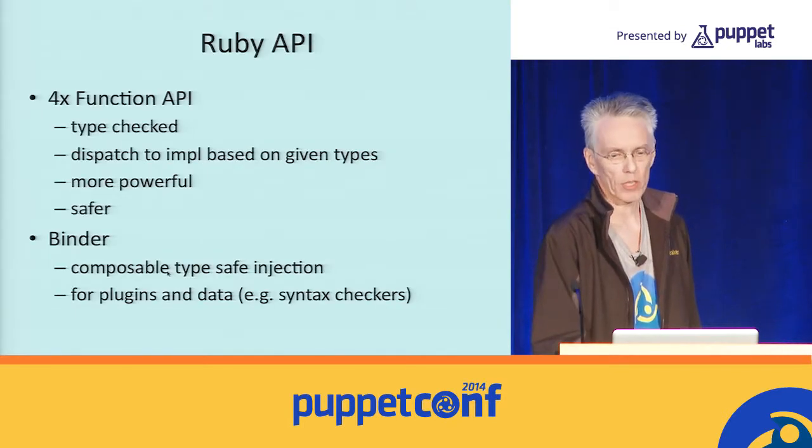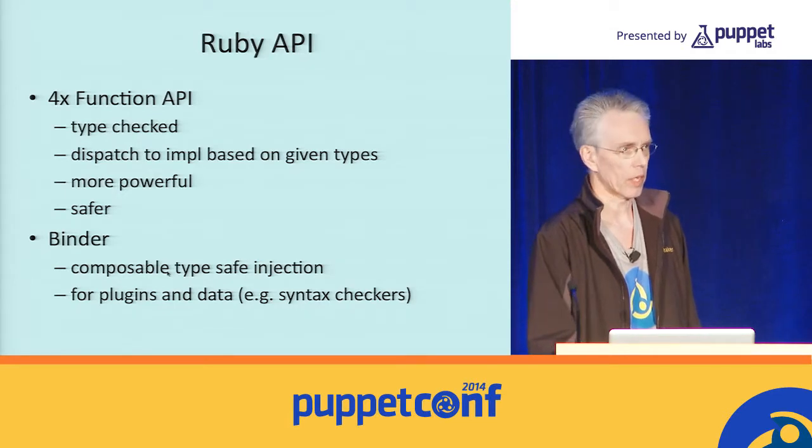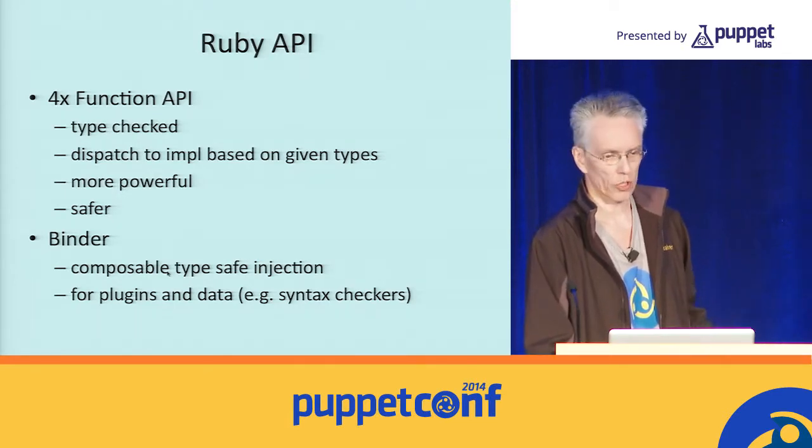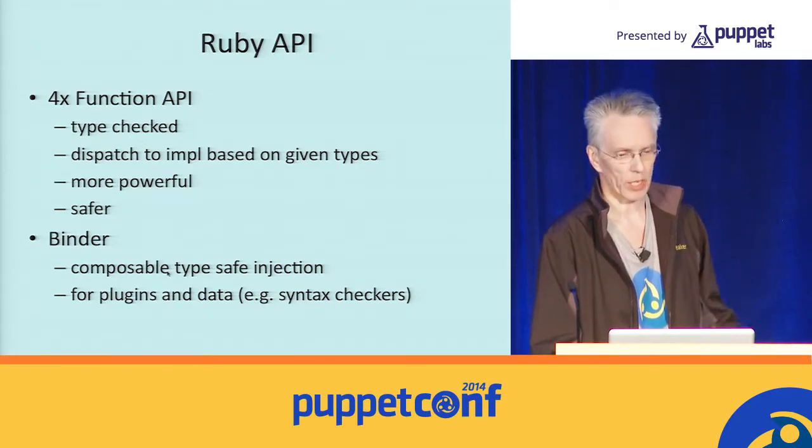We have some Ruby API changes. There's a new function API that you might want to go check out because it gives you the ability to write functions that make use of the type system. So you don't have to code lots of the type checking inside of your function.